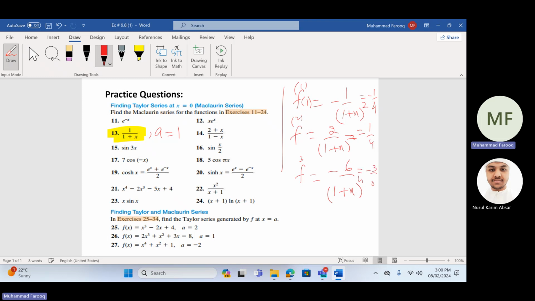Negative 3 by 8. Correct? Yes. So first derivative, second derivative, third derivative at 1. Now just put in the equation. That's it. Okay, makes 3. Sorry. So please tell me, do you understand? Yes or no? Yes. Okay, good.